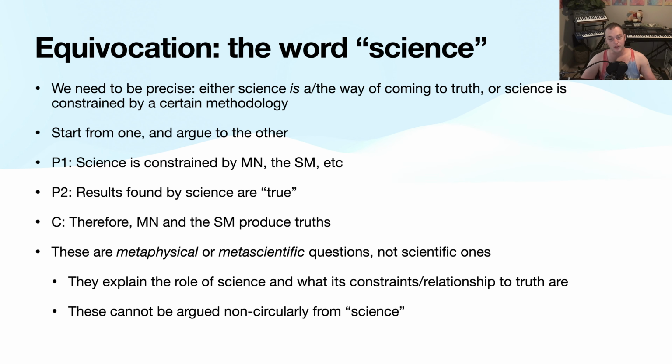And you can't argue this non-circularly from the word science. You can't use science to come to the answer about whether science comes to truth, because that would be like arguing in a circle. That'd be like arguing, how do we know God is real? Because the Bible says so, and the Bible was written by God. It's like, wait a minute, you can't invoke God to prove God in that sort of way. And in a similar way, we can't use the word science to say that science produces truths. We have to talk about something else. So that's what I mean about meta-scientific.